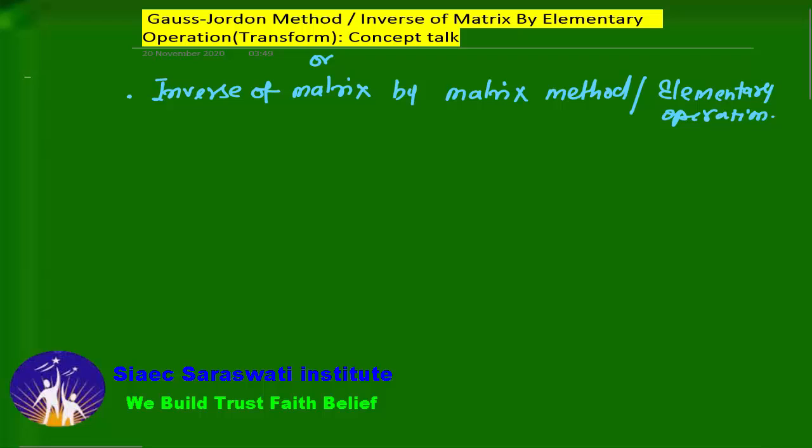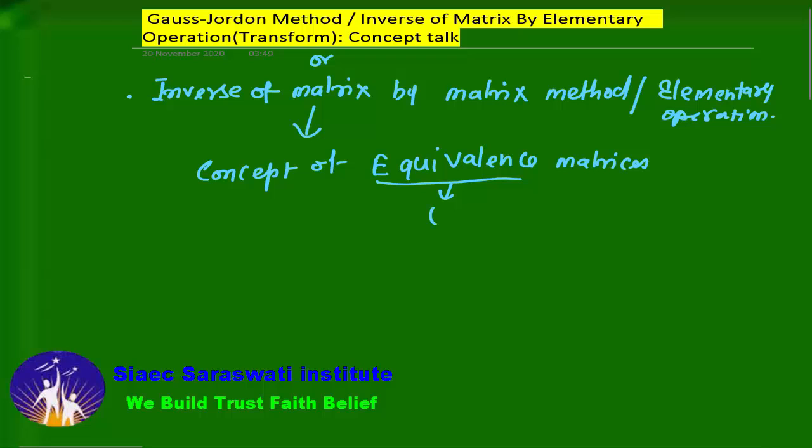The thing is, the logic behind it, that is a concept of equivalence matrix. Okay, equivalence matrix, and equivalence matrix is represented by this terminal sign. Okay, this term is known as equivalence sign notation.